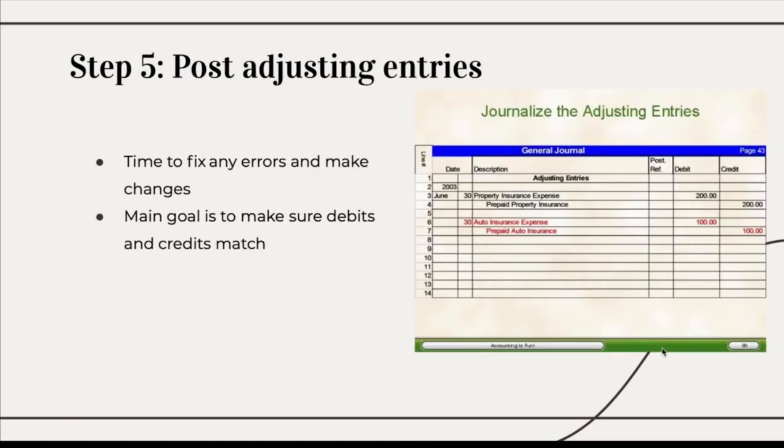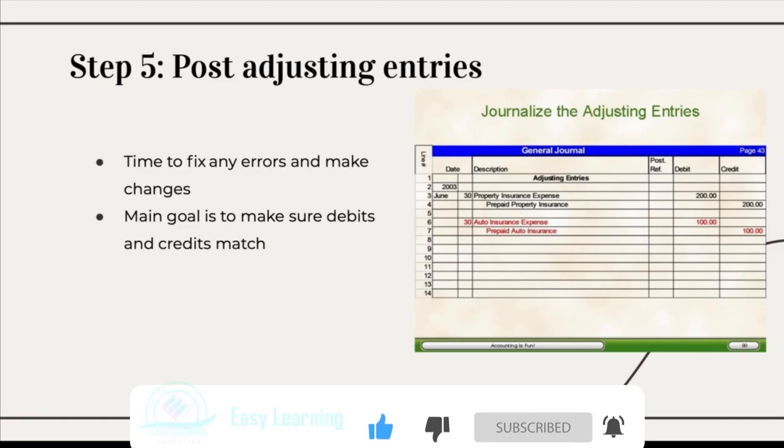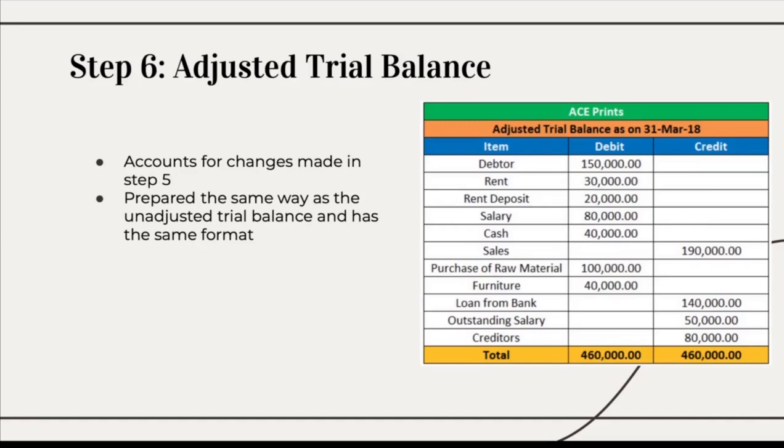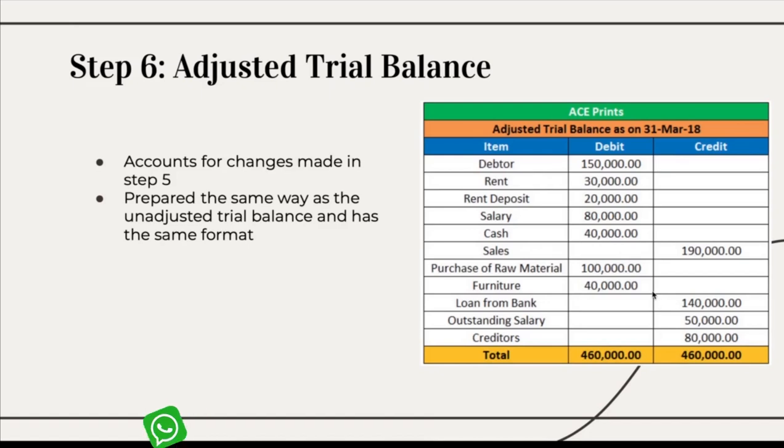Step 5 is to post adjusting entries. This is where you go through your records and identify any errors and make those changes. Again, your main goal here is to make sure your debits and credits are equal, because when that happens, you know that you're probably not missing any transactions. Step 6 is to prepare your adjusted trial balance. This will take into account your changes from step 5. As you can see on the right, it basically looks the same as the unadjusted trial balance and is prepared the same way, with the debit amount matching the credit amount.